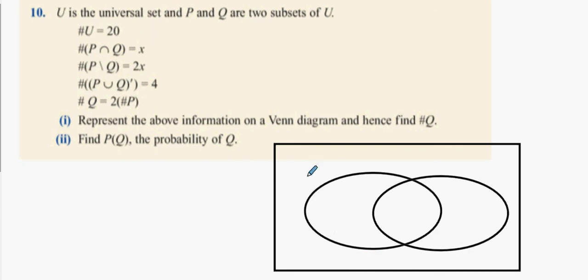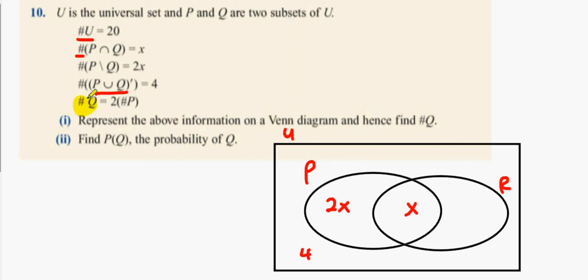Right, P and Q, and U. How many are going to be inside of here? 20, isn't it? What does the hashtag mean? Hashtag U is 20. There's 20 things inside of U. Hashtag P intersection Q: there's x things inside of P intersection Q. P less Q, what does that mean? Everything in P that's not in Q is 2x. P union Q complement: everything that's outside of P union Q. 4 on the outside. Now here's an interesting one.